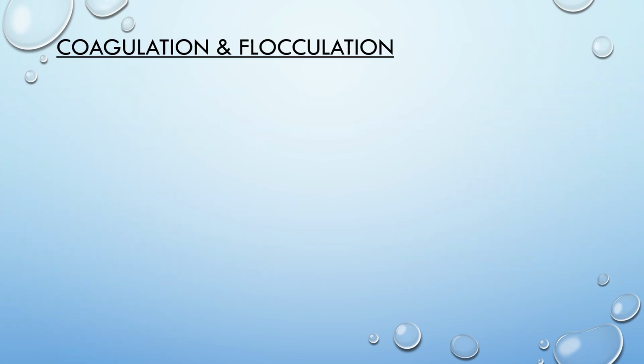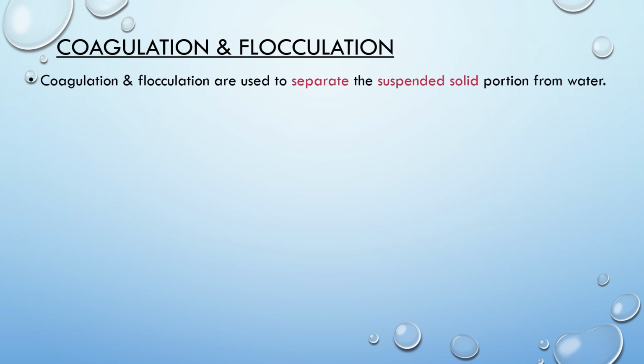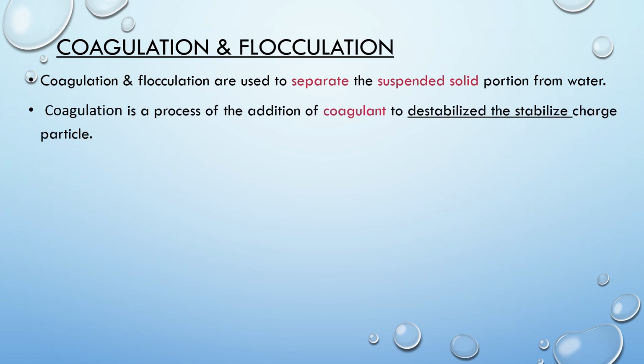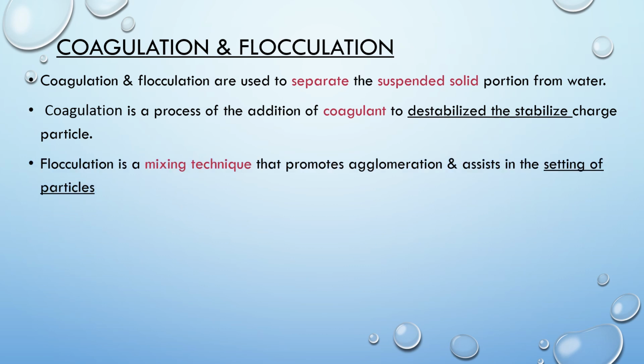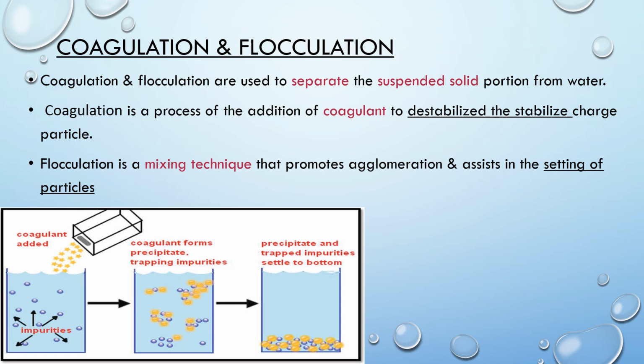The next step is coagulation and flocculation. In these processes, the separation of the suspended solid portion from water takes place. Coagulation is actually the process of adding a coagulant to destabilize the stabilized charged particles, and flocculation is the mixing technique that assists in the settling of particles. This is the pictorial representation of the coagulation and flocculation process.